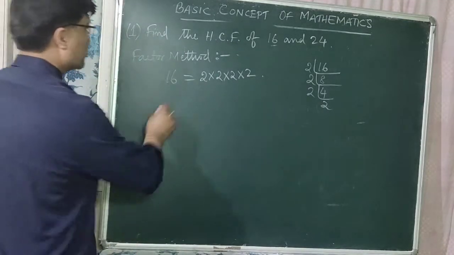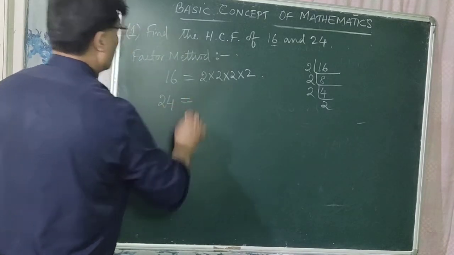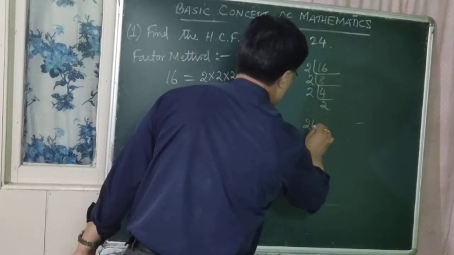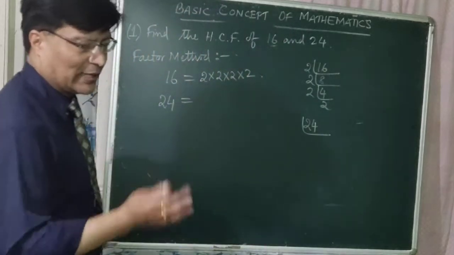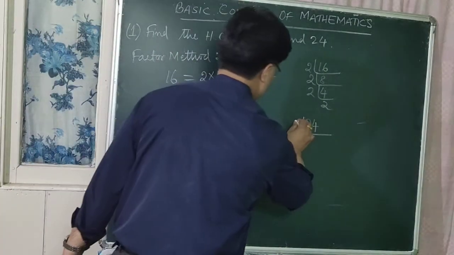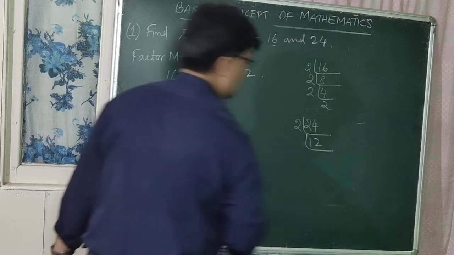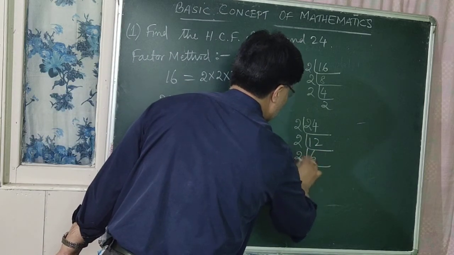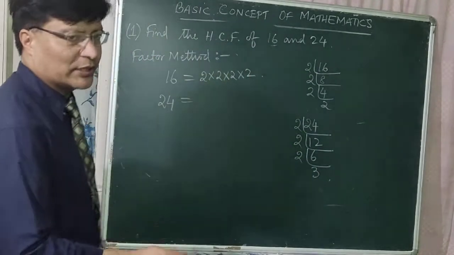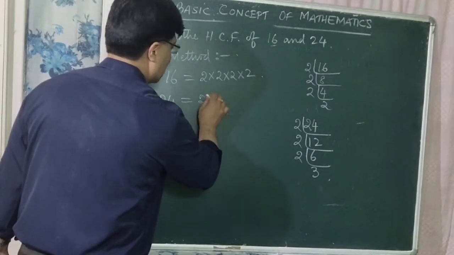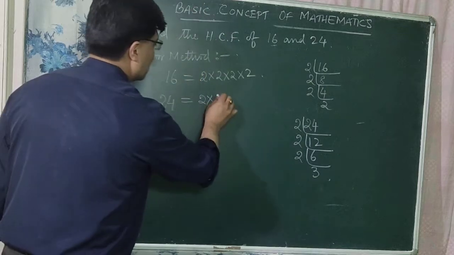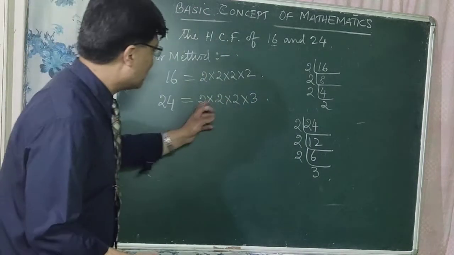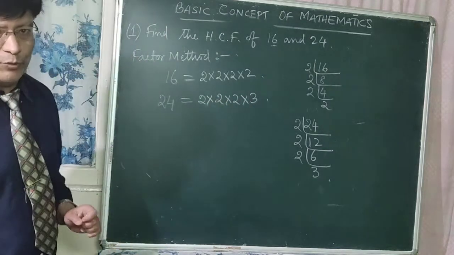Right? Next 24. What are the factors of 24 now? 24 will be divided by 2. That is the lowest number. This 12 is also divided by 2, 6. This 6 is also divided by 2, that is 3. 2 3s are 6. So it is 2 into, multiply all these numbers, 2 into 2 into 2 into 3. So these are the factors of this 24.